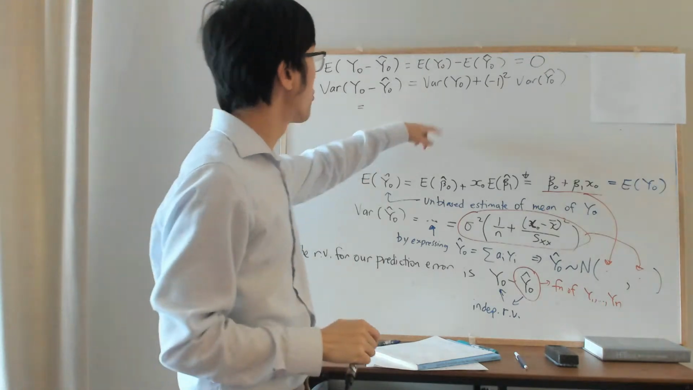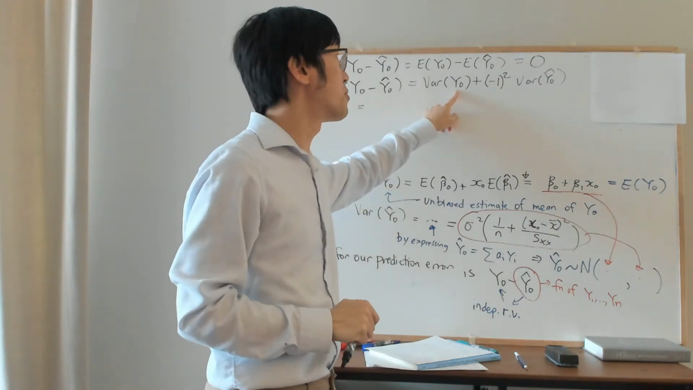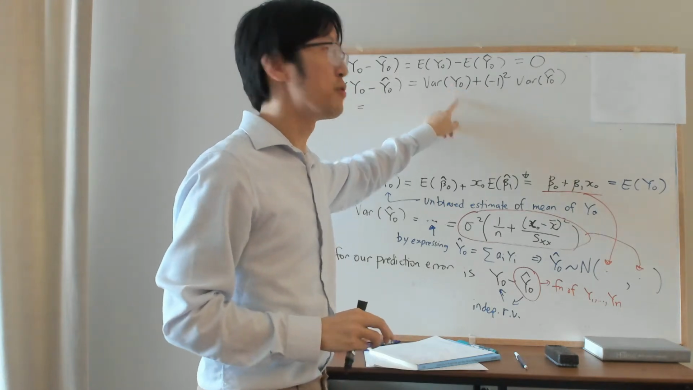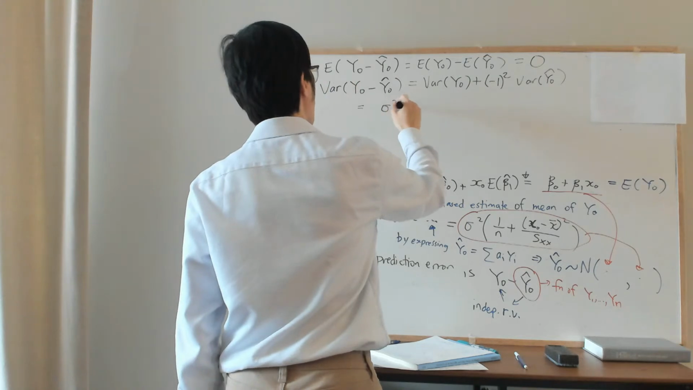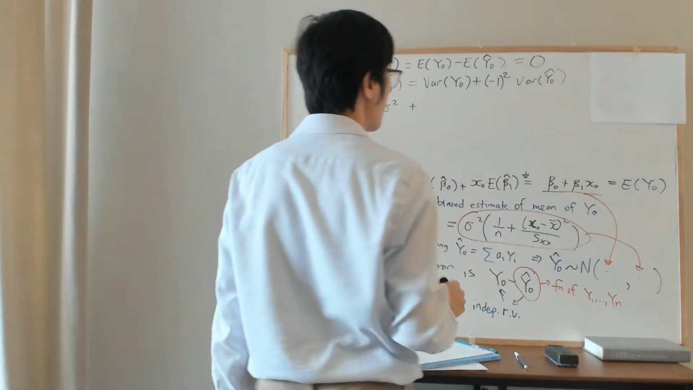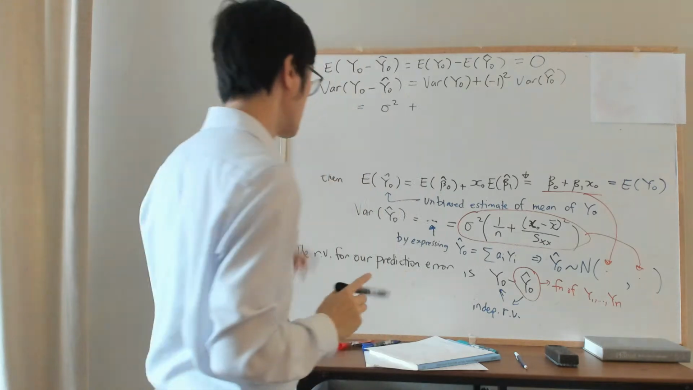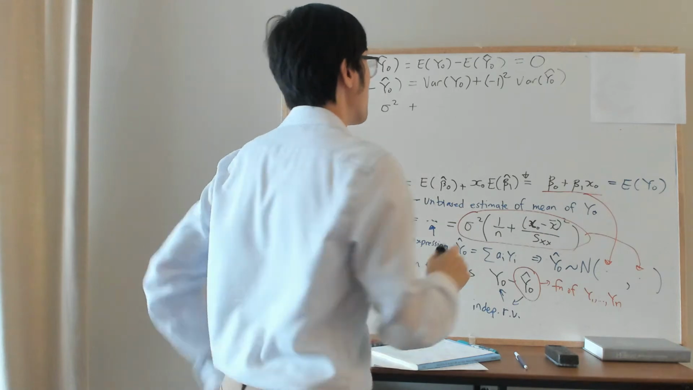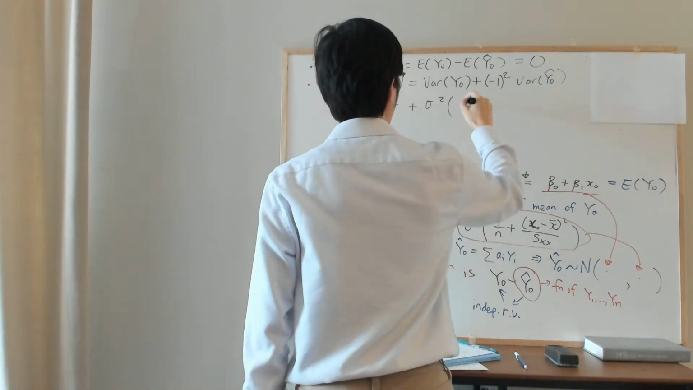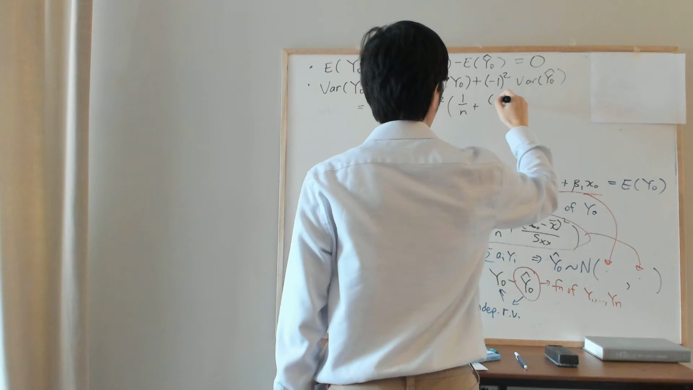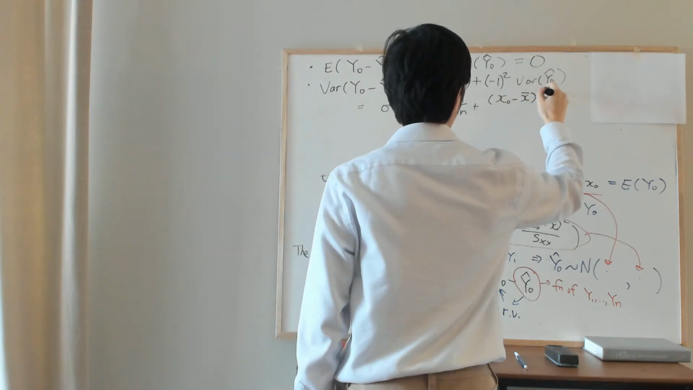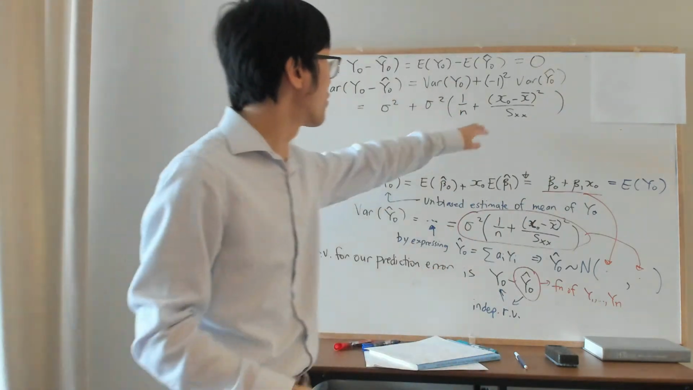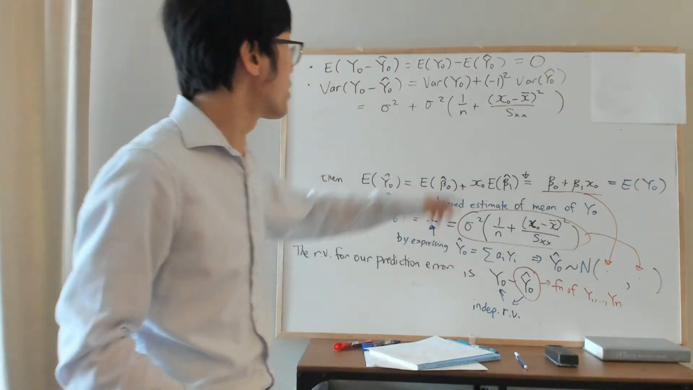Okay, and so what is variance y0 hat? So this is the model for y0. So this is normally distributed with variance sigma squared. And over here we have the variance of the predictor, which we just found, or that we just wrote down here. So this is the second term. Okay, so sigma squared 1 over n, and then this square term involving x bar and the new value x0.